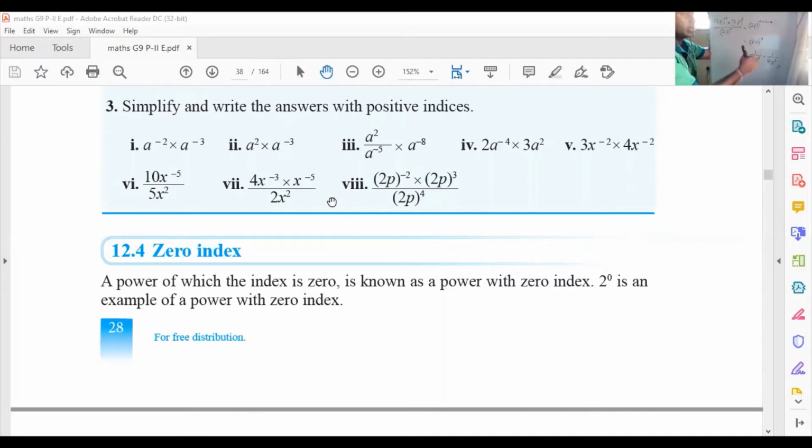Negative 2 addition positive 3 is positive 1. Positive 1 addition negative 4 is negative 3. Since this is a negative index, you should convert it into a positive index by taking it into the denominator. Now it is positive. 2 to the power 3 is 8. So the answer is 1 upon 8 p to the power 3.